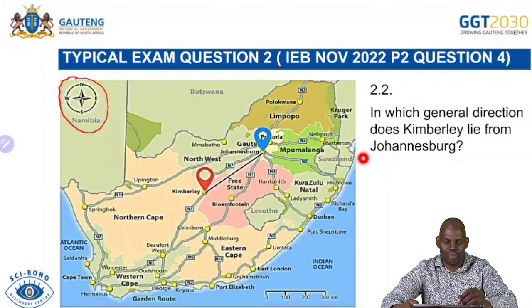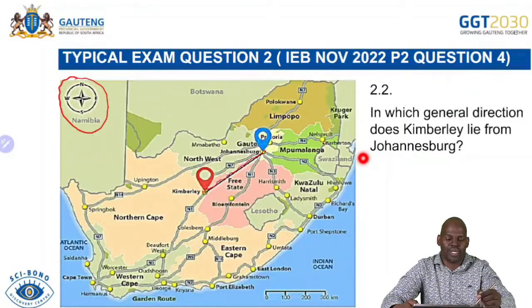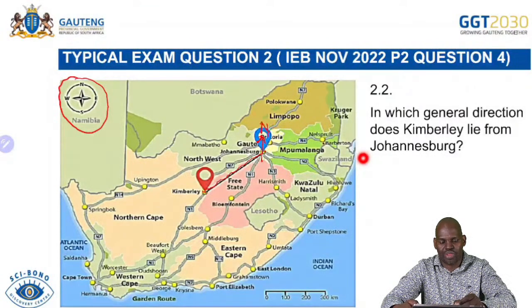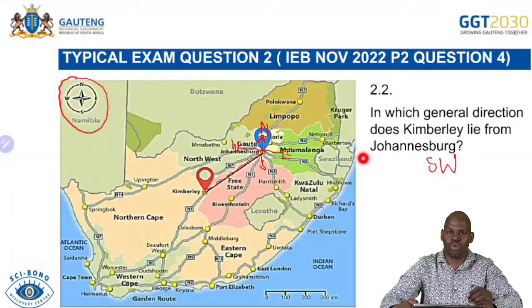So this is from Johannesburg to Kimberley. If I'm in Johannesburg, this is where I'm going to point where Kimberley is. According to the compass, if I complete this from Johannesburg, I've got north, south, east, west. Then you can see that it's between south and west. So I'm going to point Kimberley as between south and west. Therefore the answer is southwest. You can just write SW or you write southwest in full.